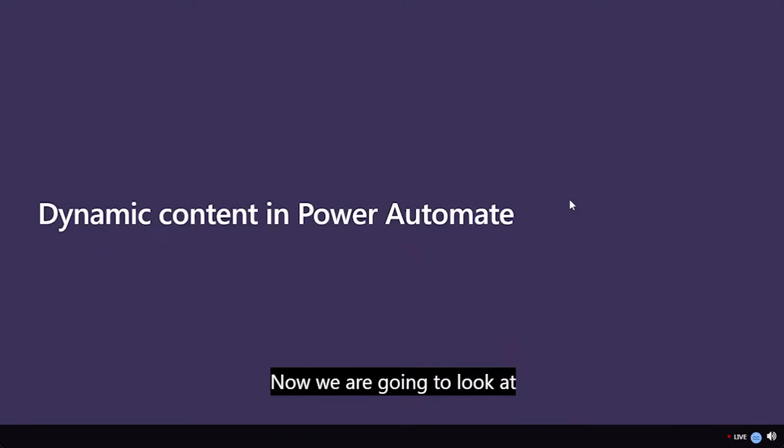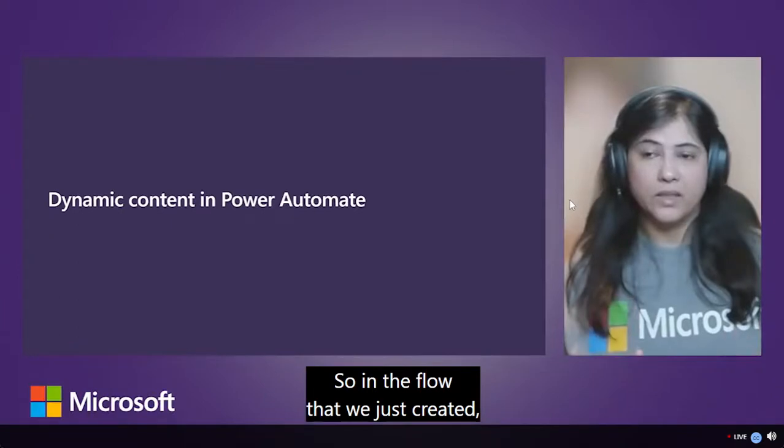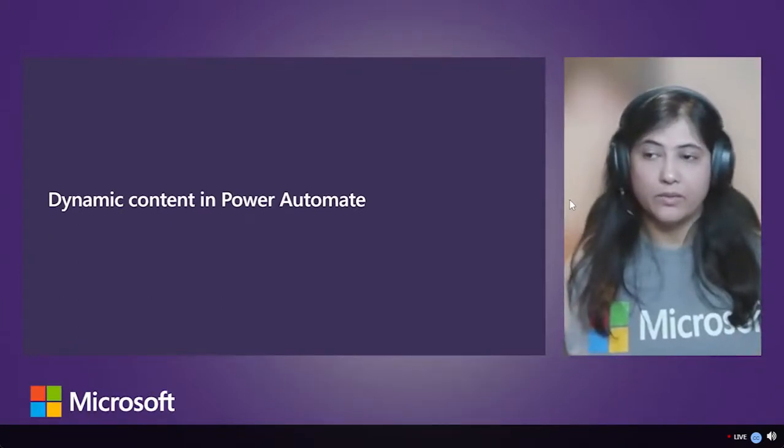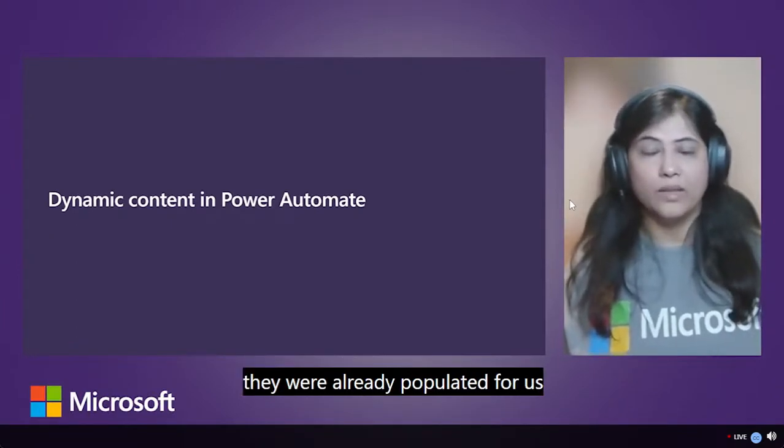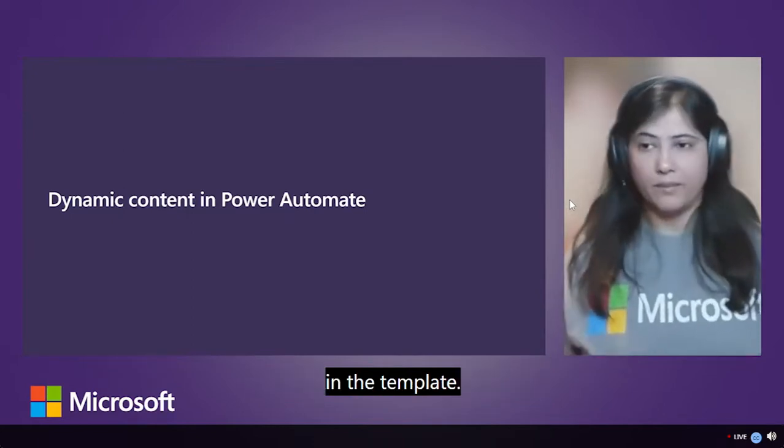Now we are going to look at dynamic content in Power Automate. So in the flow that we just created, it was all based on the template. So all the required fields were already populated for us in the template.